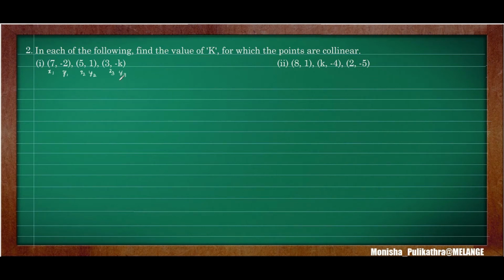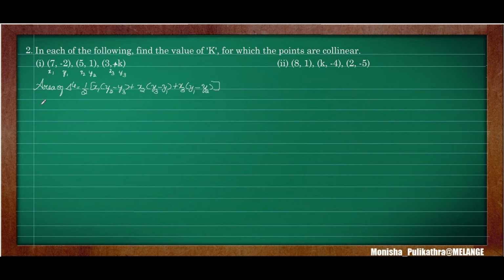Here in the second problem, it is the same as the previous one. That is, we need to find out the area of triangle, but here we need to find out the value of this k. Okay, so this is plus k. Okay, so 7 minus 2, 5 1 and 3 plus k. First name it x1 y1, x2 y2 and x3 y3. Then we need to write the formula for area of triangle. So area of triangle is equal to half into x1 into y2 minus y3 plus x2 into y3 minus y1 plus x3 into y1 minus y2.